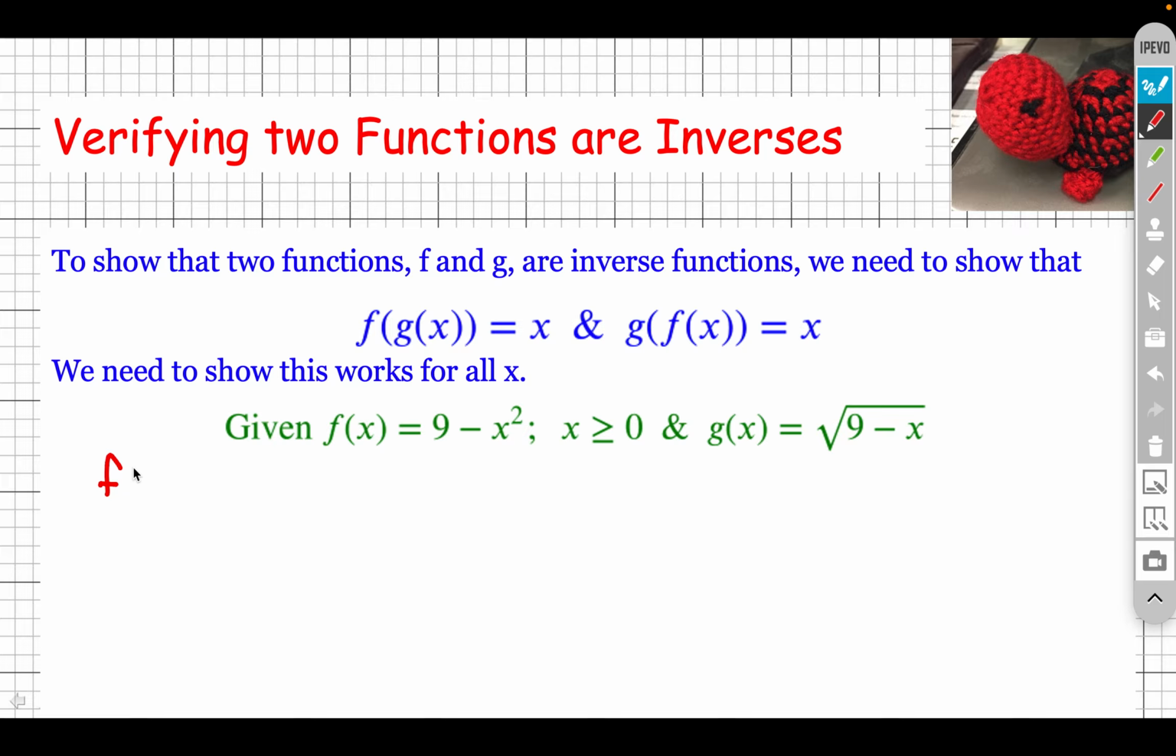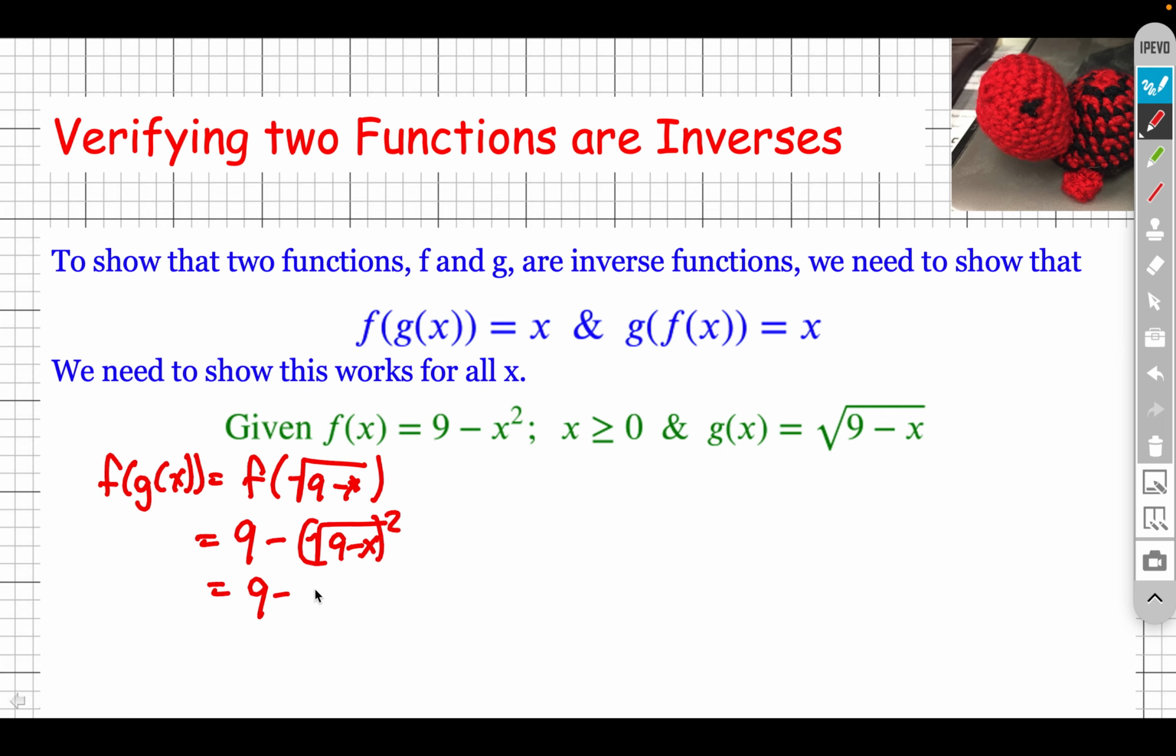If we want f of g of x, that's going to be f of the square root of 9 minus x. So that's going to be 9 minus the square root of 9 minus x, squared. So 9 minus the quantity 9 minus x, which just gives me x. Woohoo! That's good.